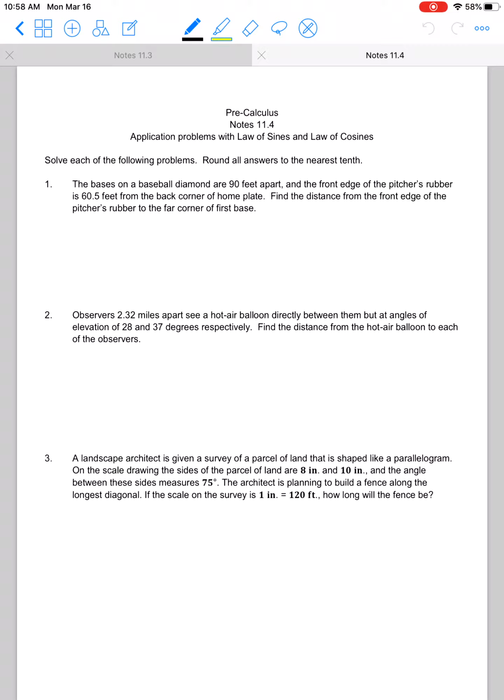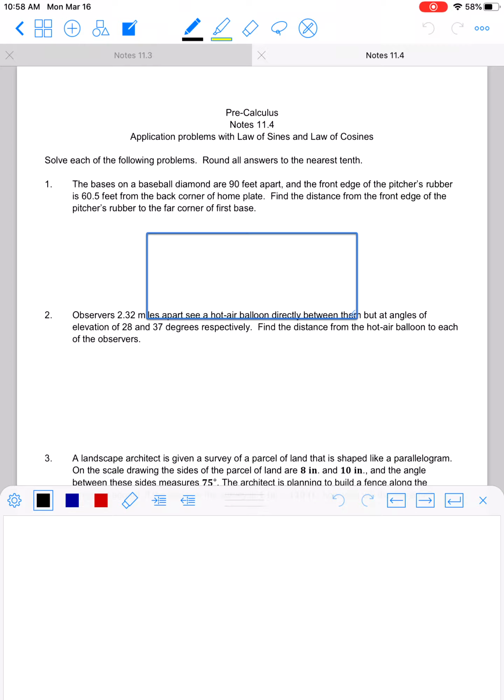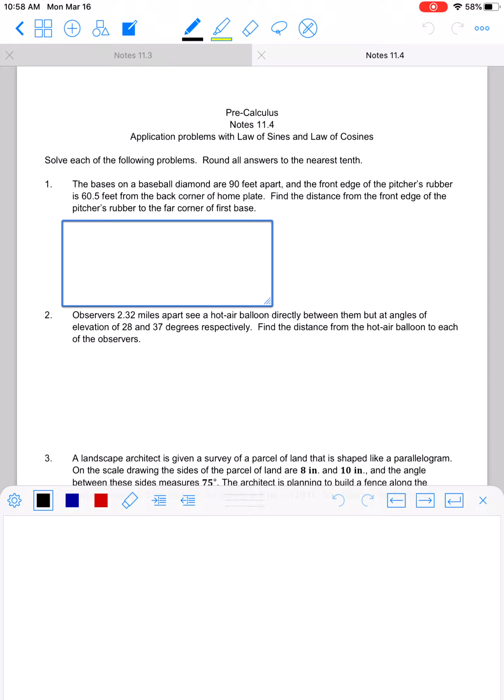This lesson now is using applications of the law of sines and law of cosines. So what we're going to have to do is draw pictures, and based on our given information, decide whether we are going to use the law of sines or the law of cosines. I'll give you a second as we read the first one.